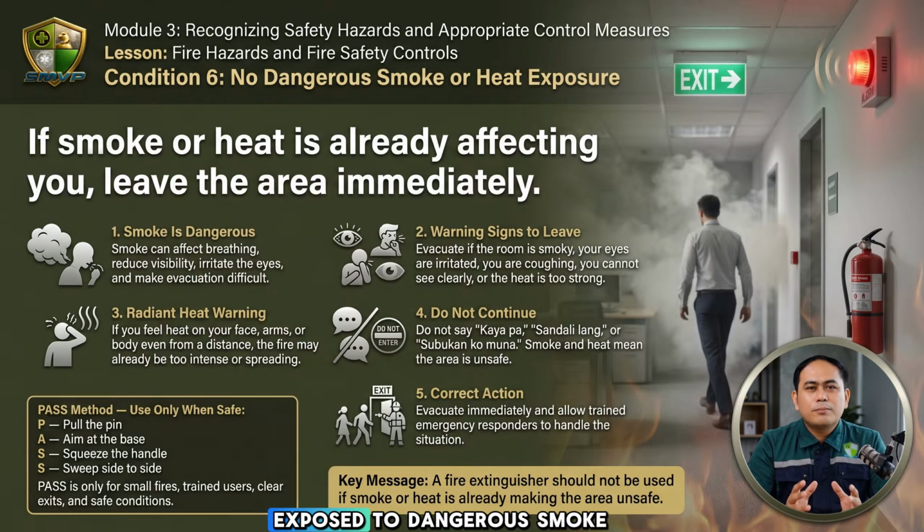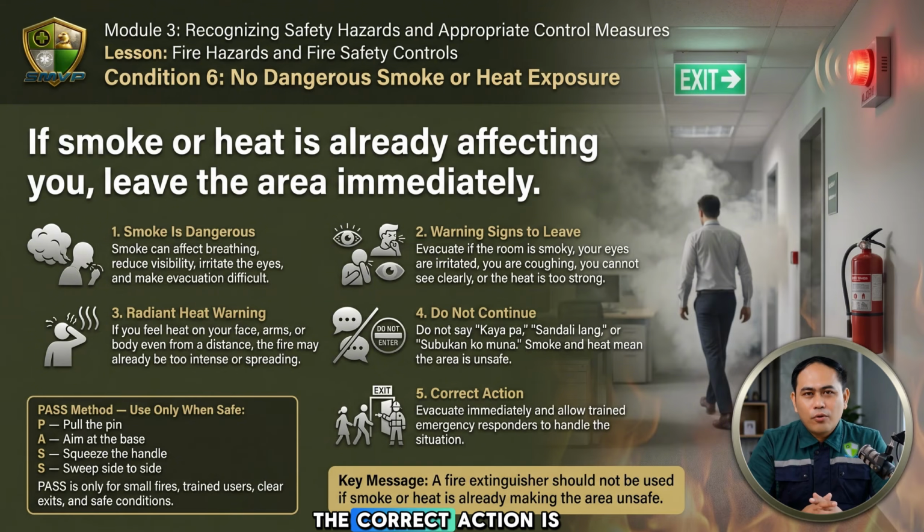Sixth, you must not be exposed to dangerous smoke or heat. Smoke is very dangerous. In many fire incidents, smoke can injure or kill faster than the flame because it affects breathing and visibility. If the room is already smoky, if your eyes are irritated, if you are coughing, if you cannot see clearly, or if the heat is too strong, do not continue. That means the area is already unsafe. Also, if you feel heat on your face, arms, or body even from a distance, that may mean the fire is already too intense or spreading. The correct action is to evacuate immediately. If smoke or heat is already affecting you, leave the area.